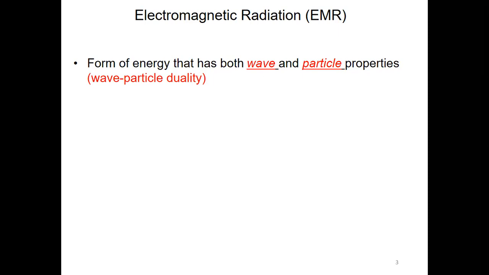This electromagnetic radiation is a form of energy. It has both wave and particle properties. You should have heard about wave-particle duality. You already know the wave-particle duality. This electromagnetic radiation has wave nature as well as particle nature, right? So we can say the energy of this electromagnetic radiation has wave-particle duality.